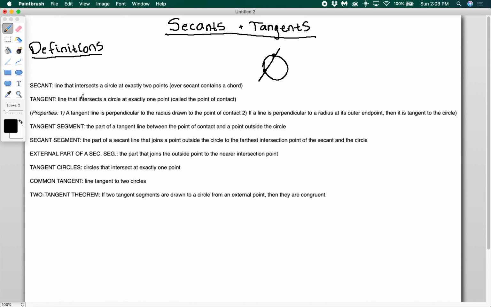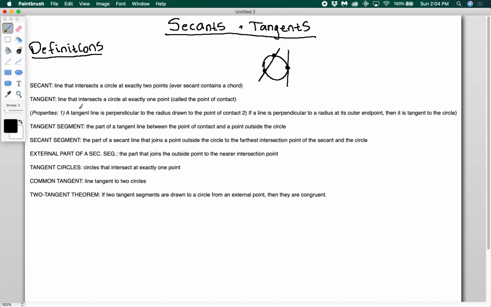Tangent. It's a line that intersects the circle at exactly 1 point, called the point of contact. So if I take the same circle and do this, the line intersects this circle at 1 point only. That is the point of contact. We say this line is tangent to the circle. And it has a couple properties too.